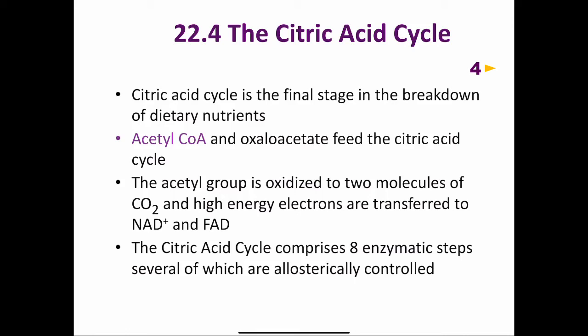The citric acid cycle is the final stage of the breakdown of carbohydrates, fats, and amino acids released from dietary proteins. Acetyl coenzyme A and oxaloacetate feed the citric acid cycle. The acetyl group gets oxidized to two molecules of carbon dioxide, and the high-energy electrons from the oxidation are transferred to NAD+ and FAD. We'll now take a look at the fate of the acetyl group of an acetyl coenzyme A as it passes through all of the steps of the citric acid cycle.